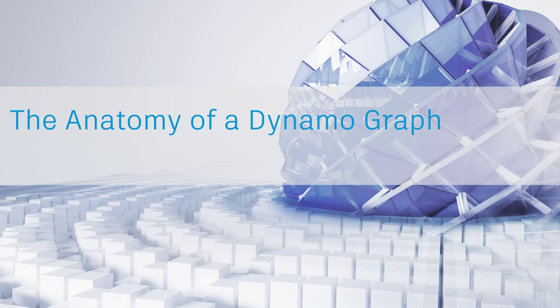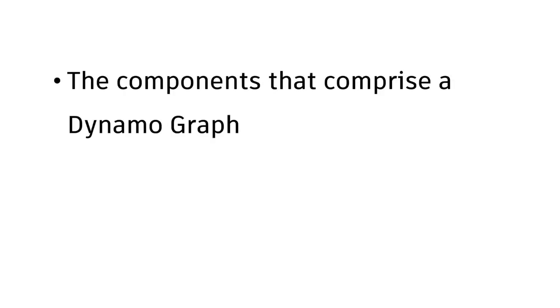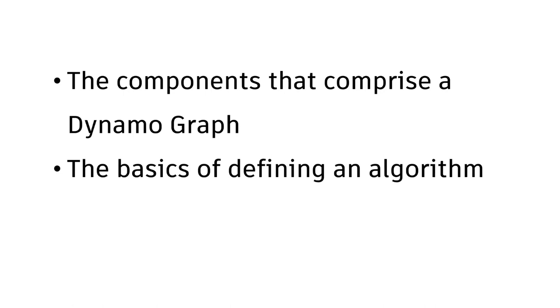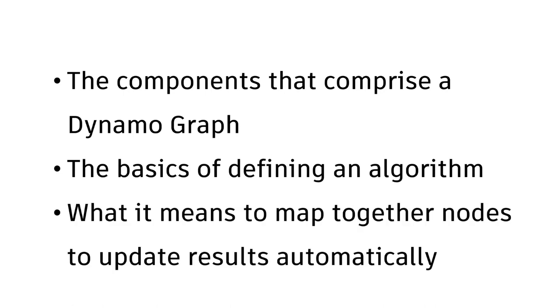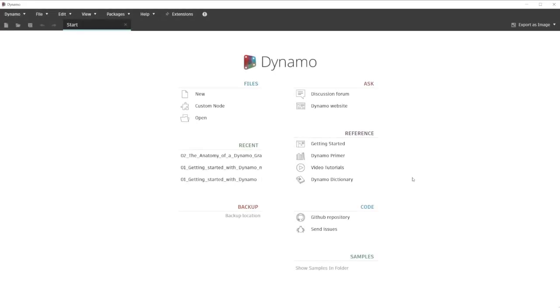In this lesson, we will take a closer look at the specific elements used to create a Dynamo graph. By the end of this lesson, you will have an understanding of the components that comprise a Dynamo graph, the basics of defining an algorithm, and what it means to map together nodes to update results automatically. To get started with Dynamo open, we will go ahead and start a new blank workspace.